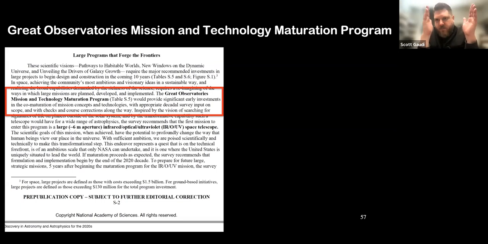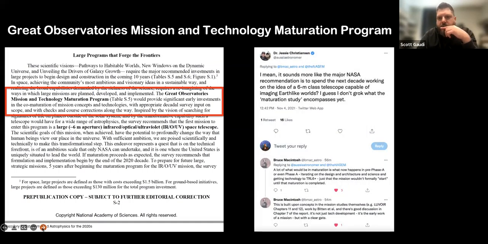And this was thought to be, and is thought by those of us that did the mission studies, but also agreed upon by the decadal survey, to be crucial to make sure that we can build these things on time and on budget. And so this would be a sort of 5-year phase where the science and technology maturation program would happen before the first mission, which would be this 6 meter IR/UV, what do you want to call it?